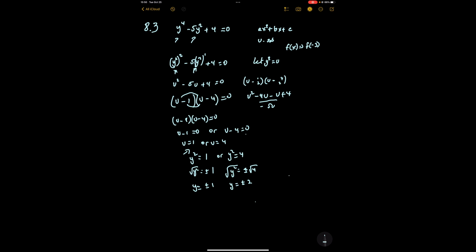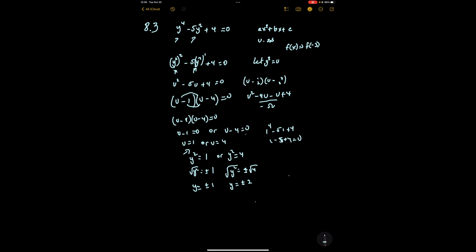We have arrived at the answer. Now, if we plug it into the function, would it be right? Well, let's say we have 1 to the power of 4 minus 5 times 1 plus 4. So you get 1 minus 5 plus 4. It does equal 0. If we use negative 1, it will be the same thing.